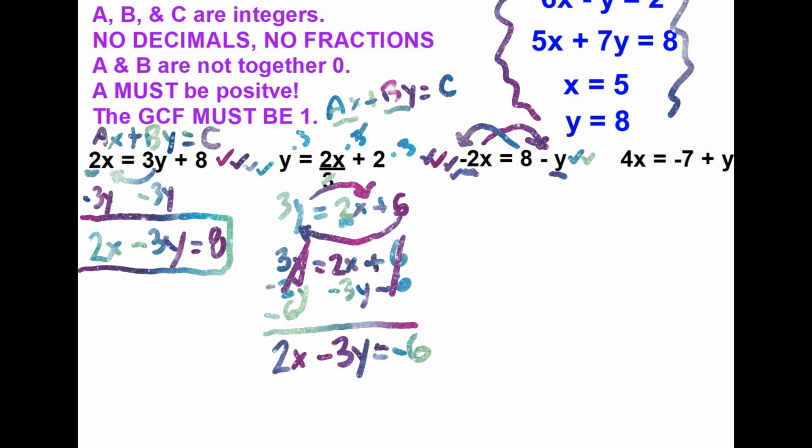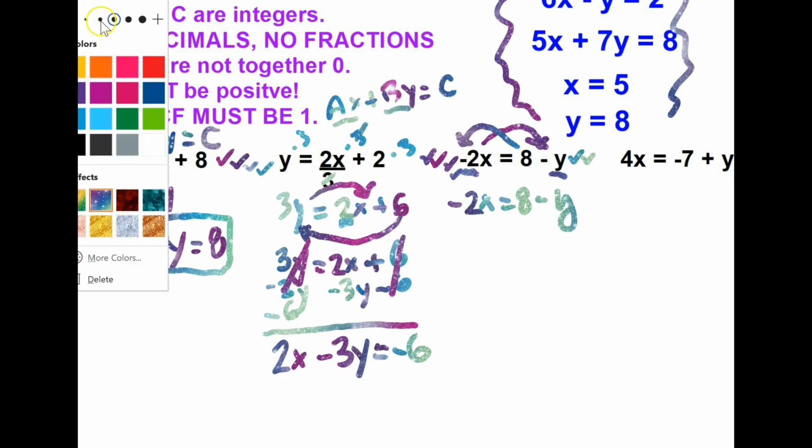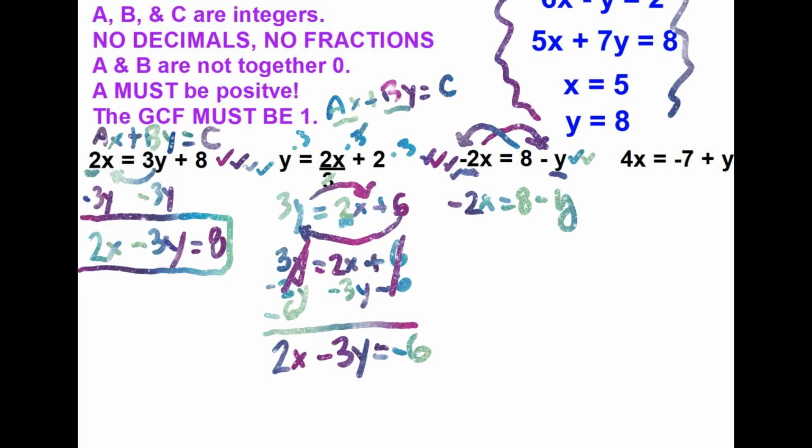So how do I do that mathematically? I'm going to write down the problem so you all can see what I'm doing. My galaxy needs to lose a little weight. I want a little diet. All right, so how do I do that mathematically? I need to add 2x to both sides. And I also need to subtract 8 from both sides.